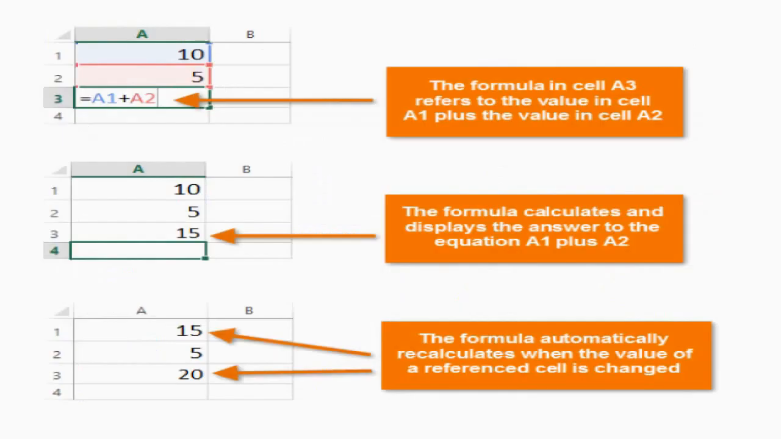In detail, this slide shows the formula in cell A3 refers to the value in cell A1 plus the value in cell A2, as mentioned in the first figure, and the formula calculates and displays the answer to the equation A1 plus A2, as mentioned in figure 2, and the formula automatically recalculates when the value of a referenced cell is changed, as mentioned in figure 3.